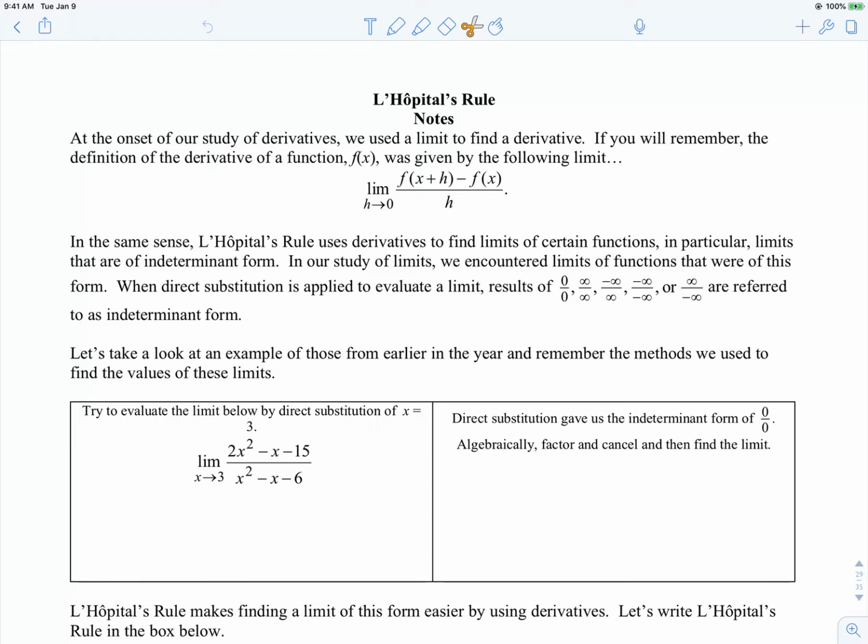L'Hopital. Say it. Say L'Hopital. We're going to L'Hopital it. L'Hopital. All right, we're going to L'Hopital some limits here.